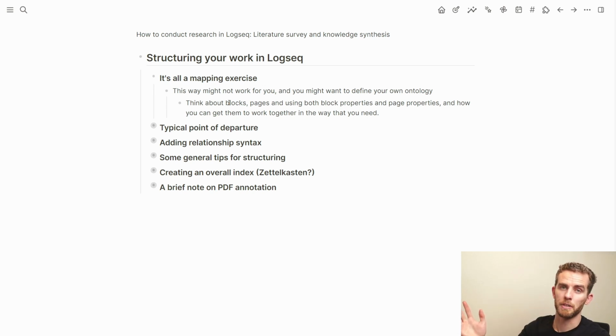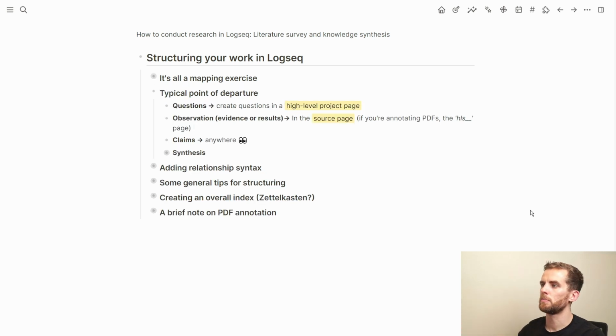This is a way that has proved effective for me in my context of going back and looking through my thesis and rewriting some sections, and also looking at a couple of papers, but it's important to caveat that this might not work for you. The typical point of departure I would recommend is to first create a high-level project page.